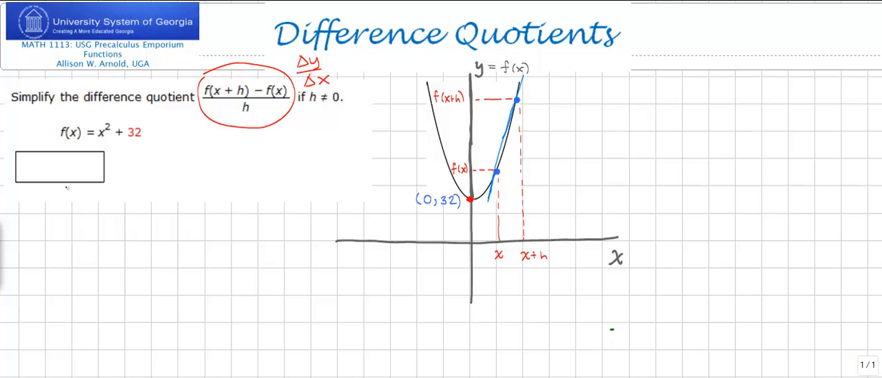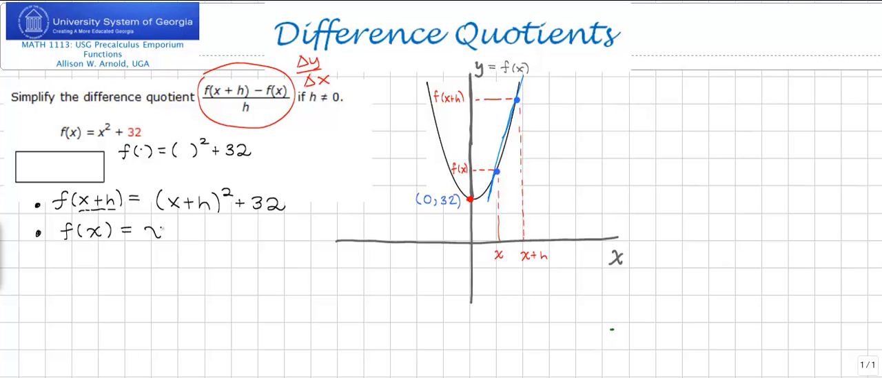Okay, so first of all, we need to identify what the quantity f of x plus h will look like. And this is where I want you to go back to the basics of how I told you to carefully think about your function as x being a placeholder and what am I doing to x. So in this case, I'm going to replace x with x plus h, producing x plus h quantity squared plus 32. We already know that f of x is x squared plus 32.